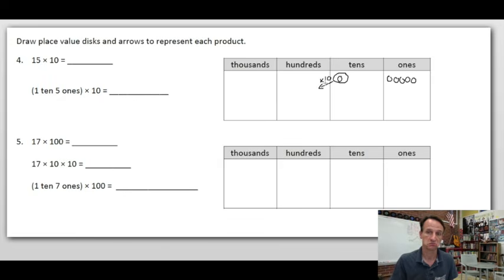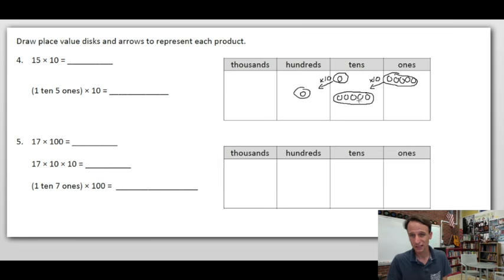1 ten times 10 is 100, right? And I'm circling it so it looks like an egg. And then we have these 5 ones that we're also multiplying by 10. And that comes over here now. Ride the times 10 slide. And now what do we have? We have 1 hundred and 5 tens. 150. All right, and no ones, right? So 150 is our product.